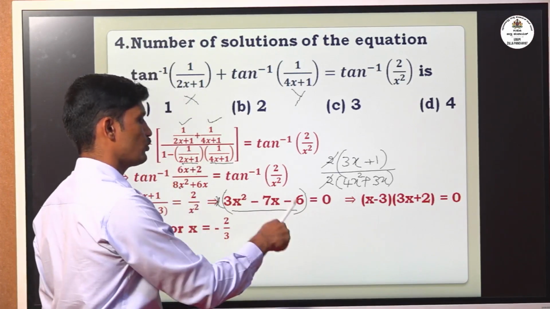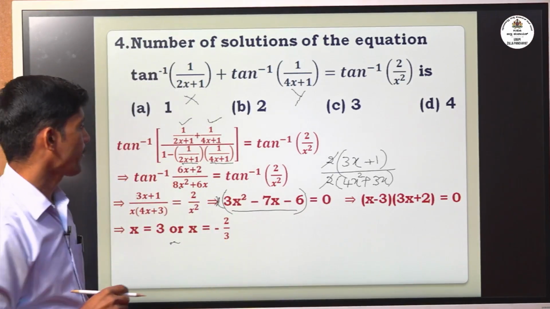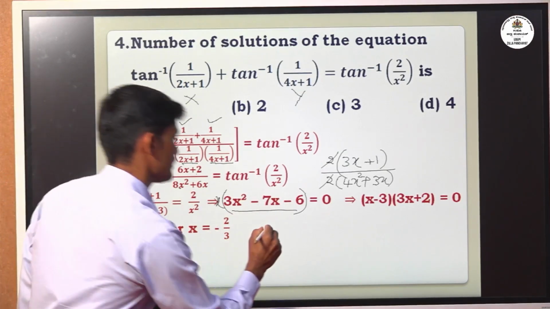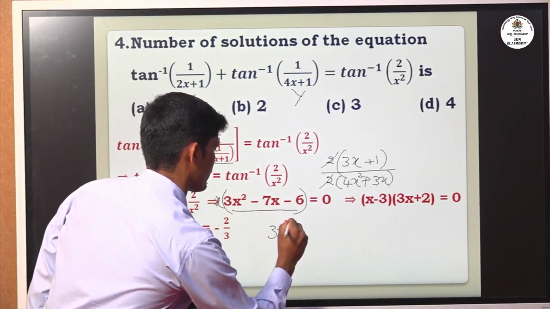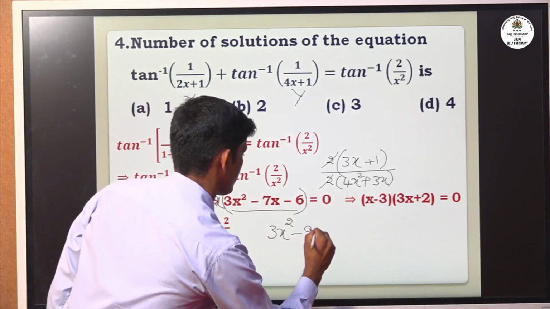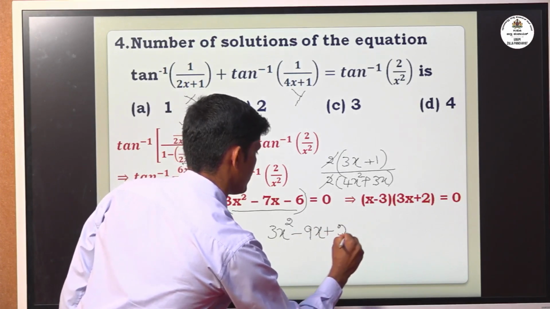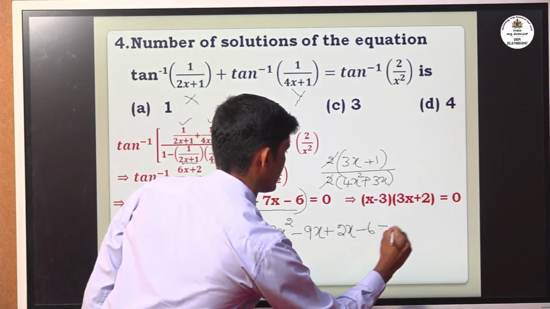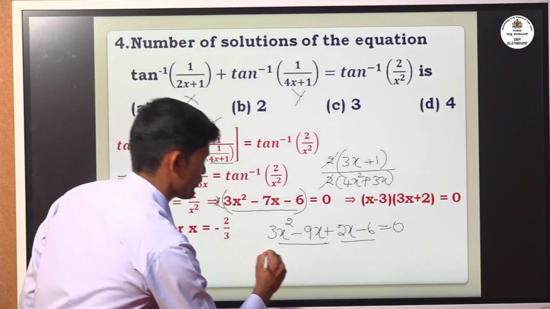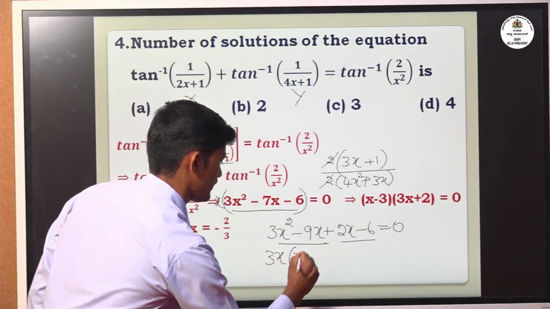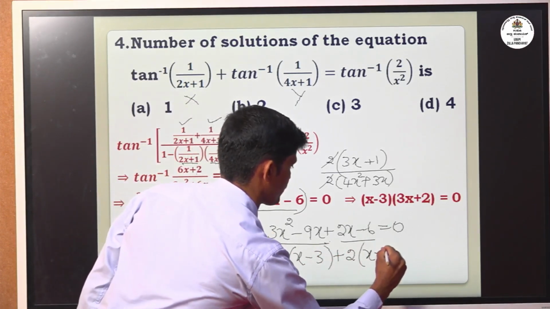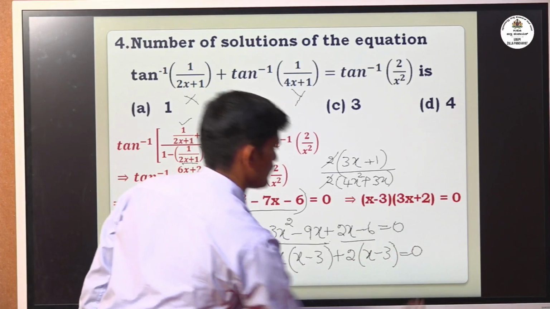equal to 3 into minus 6, that is equal to minus 18, and sum is minus 7. This is 3x square minus 9x plus 2x minus 6 equal to 0. Splitting the middle term, factorization, here we get 3x into x minus 3, then here plus 2 into x minus 3 is equal to 0.